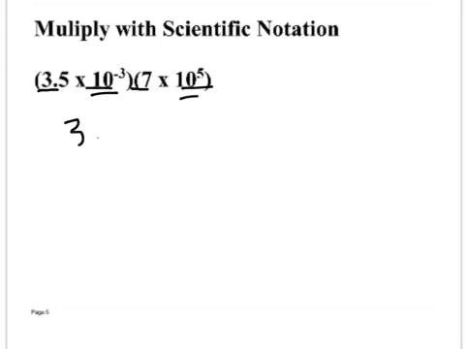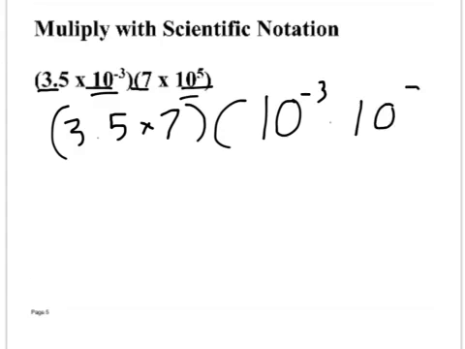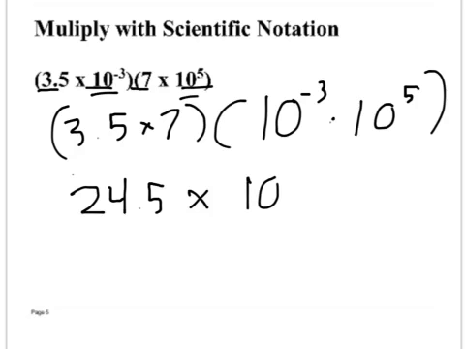So I take 3.5 times 7 and I take 10 to the negative third times 10 to the fifth. Well, 3.5 times 7 is 24.5. Ten to the negative third times 10 to the fifth. Remember, when you multiply bases, you add exponents. So what is negative 3 plus 5? It is 2. Okay. So here's what we have.